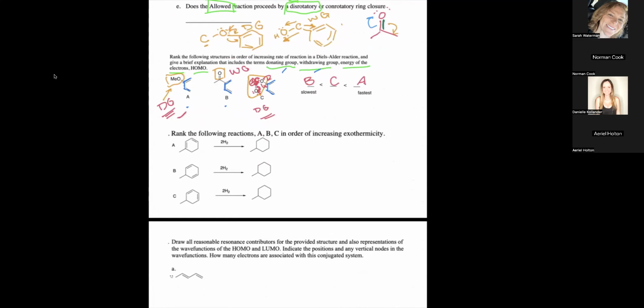And then similar in this: rank the following reactions A, B, C in order of increasing exothermicity, right? So what's a conjugated system? We'll start there. A conjugated system is like you have, isn't it just like the opposite charge? Like if you have a base, you have an acid. I mean, so yeah, you have like different, right?